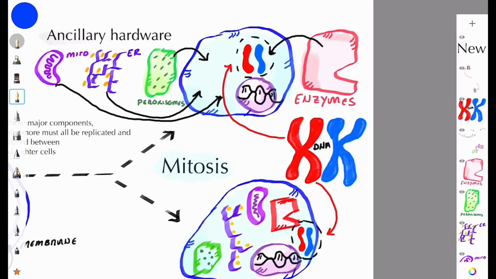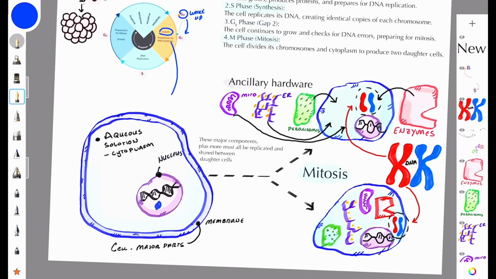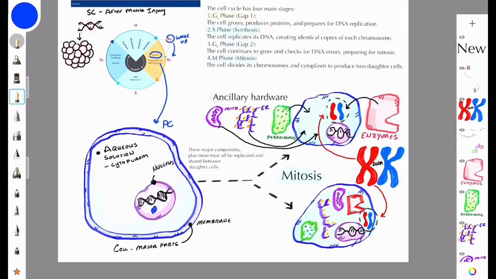So the parent cell has a lot of work to do before it can even think about dividing. And that work is going to start occurring in the G1 phase, right? The G1 phase in the parent cell. And in this case, we're talking about satellite cells, right? So I hope that makes sense.